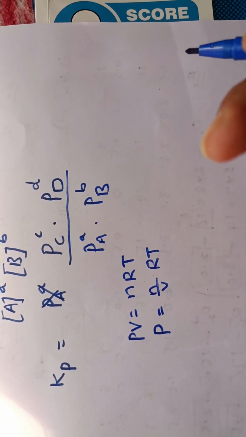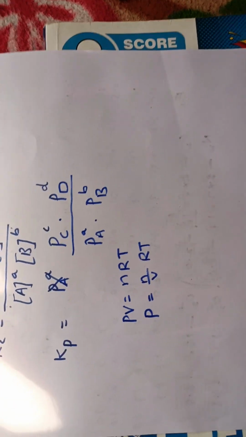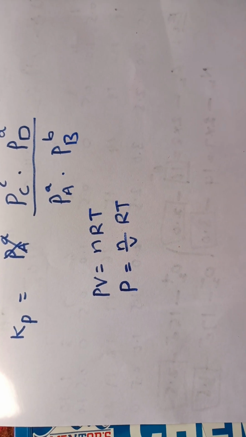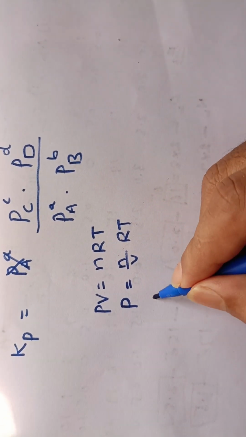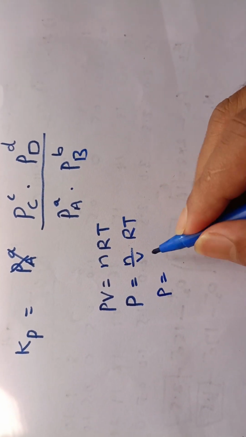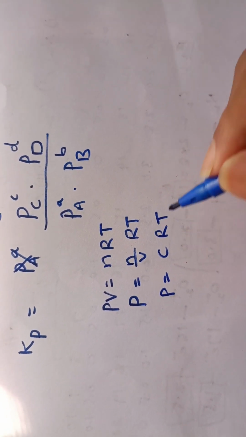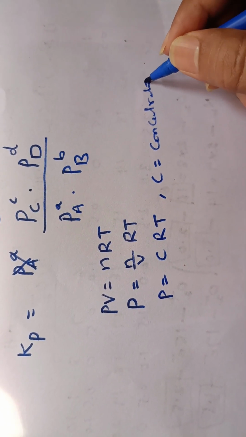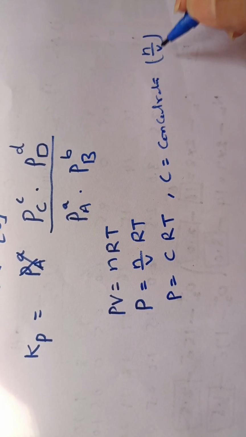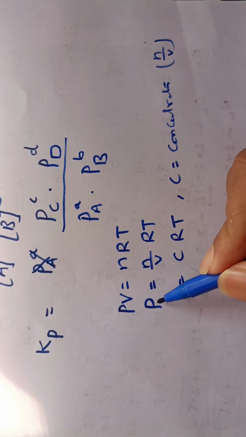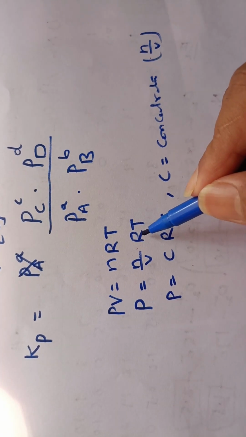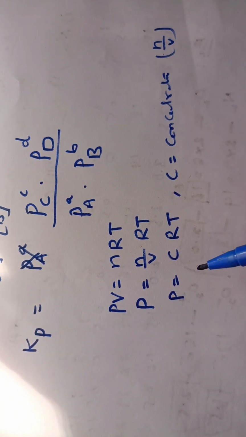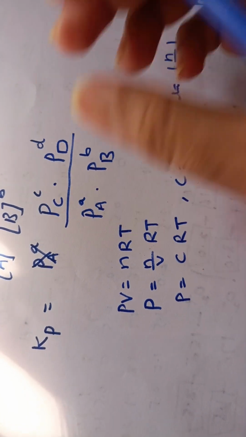What is concentration? Number of moles in a particular volume is called concentration. So P equals CRT, where C is the concentration, which is equal to n by V. Here P is the pressure of the gas, R is the universal gas constant, T is the temperature. Now we substitute these pressure values in this equation.